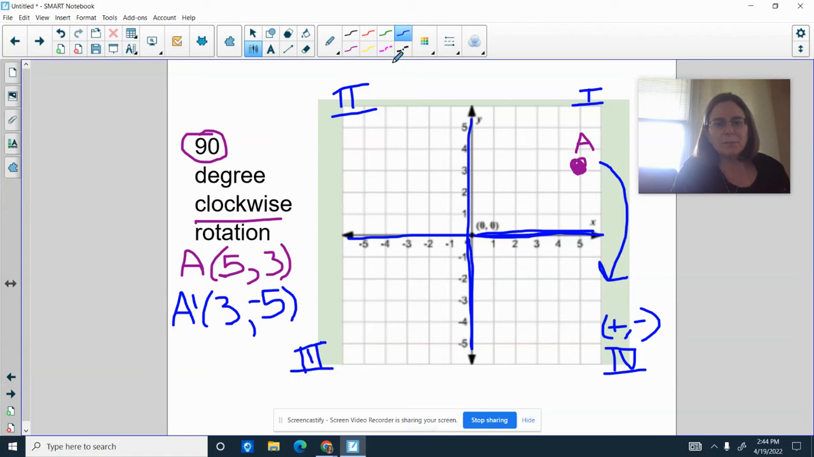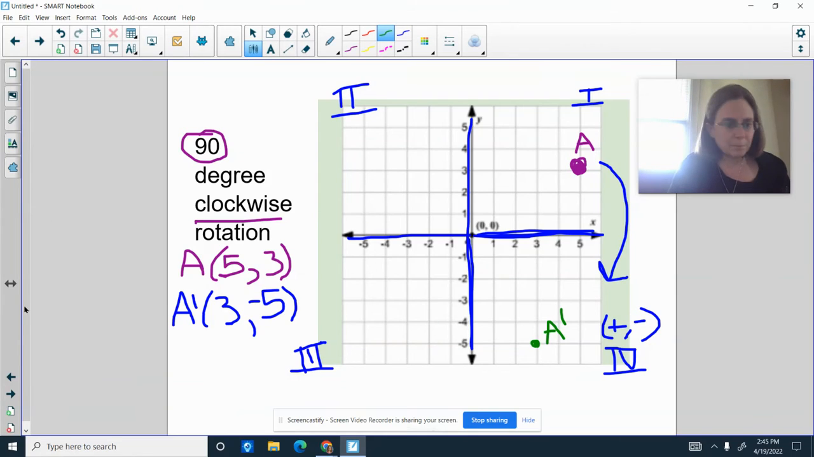Now I go back to my graph and I plot this point. So from the origin, always starting at the origin, go over to positive 3. Now I'm going down to negative 5. So when I rotate point A 90 degrees clockwise, it started at (5, 3). The 90 degree rotation would become (3, -5).